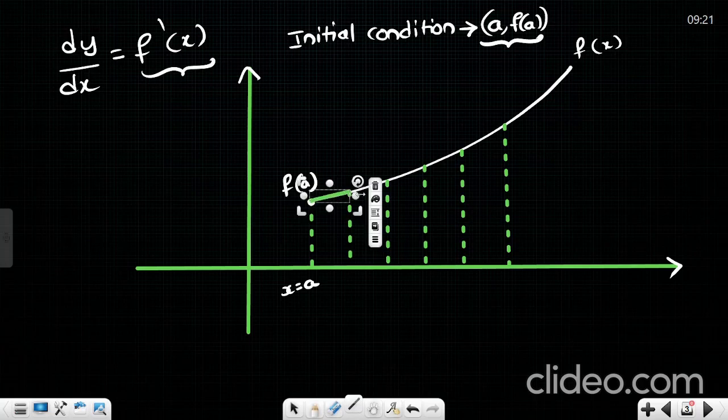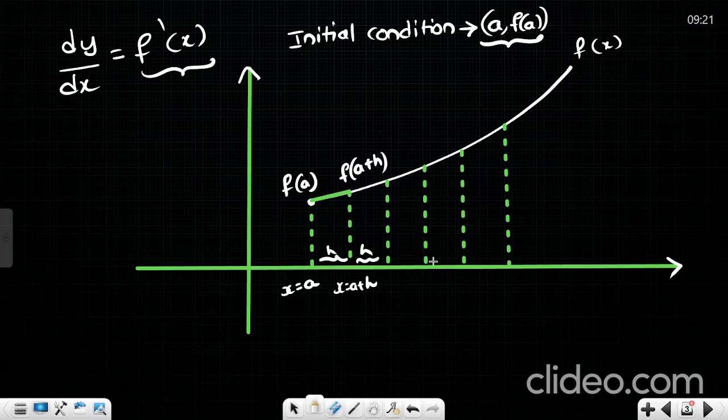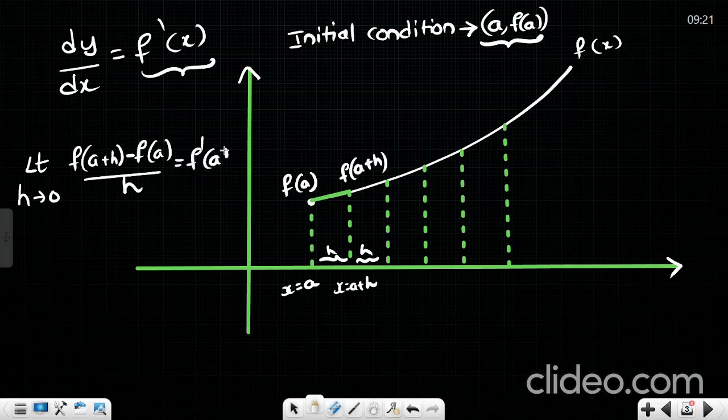Draw a line joining these two. This point will become a plus h, because every interval is of length h. At this point the function will become f of a plus h. Now if you see carefully, according to limits, limit h tends to 0, f of a plus h minus f of a by h is called f dash of a. This is called derivative by first principle. You might have already learned it in school.